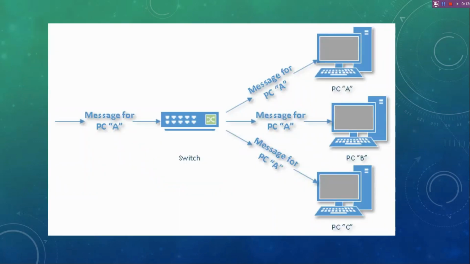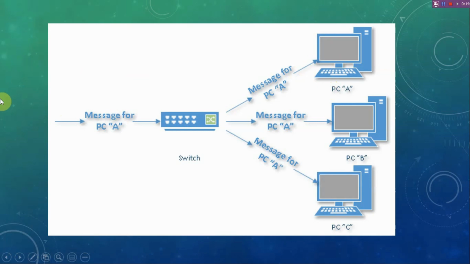As an example, if there is a computer here and this computer wanted to communicate to PC A, the data packet arrives at the switch, then the switch looks at its table of MAC addresses, matching and delivering data to the correct port. And the data packet will only go to that computer.